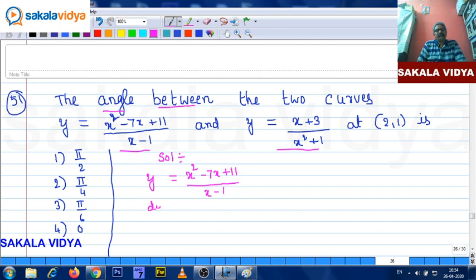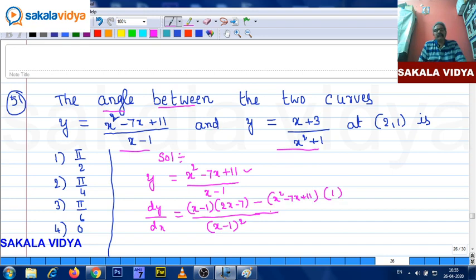Differentiate with respect to x. dy by dx is equal to, this is the u by v method. So, that means v square, x minus 1 whole square, into v, x minus 1, into derivative of this one, that is x square differentiation 2x minus 7, and minus x square minus 7x plus 11 into u derivative, x minus 1 derivative is 1.